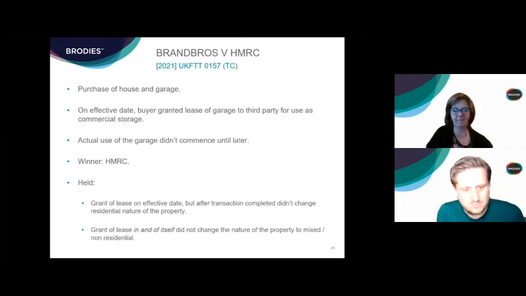They held, first of all, SDLT and LBTT are transactional taxes, so you have to look at what was acquired in the transaction. Even though this lease happened on the effective date, it happened after the transaction occurred, so it didn't change the nature of the transaction itself. Secondly, they held that the grant of the lease in and of itself did not change the nature of the property to make it mixed or non-residential. They didn't say what would have changed the use, so they were silent on whether the tenant actually taking occupation and using the garage would have been sufficient. But it does show that you do have to potentially push a bit further than a sort of sticking plaster approach.